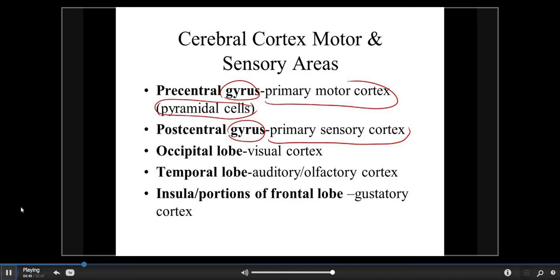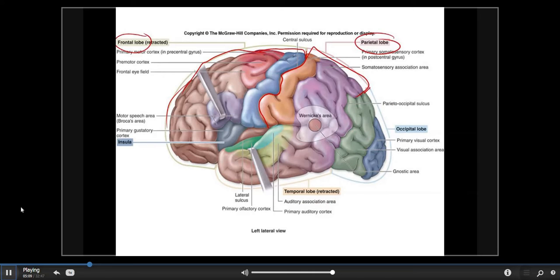You also have an occipital lobe, and this is the area of your visual cortex. Your temporal lobe is your area for auditory and olfactory cortex, and you have your insula and portions of the frontal lobe for your sense of taste. Here's a color coding image showing you some of the functional components of the brain.